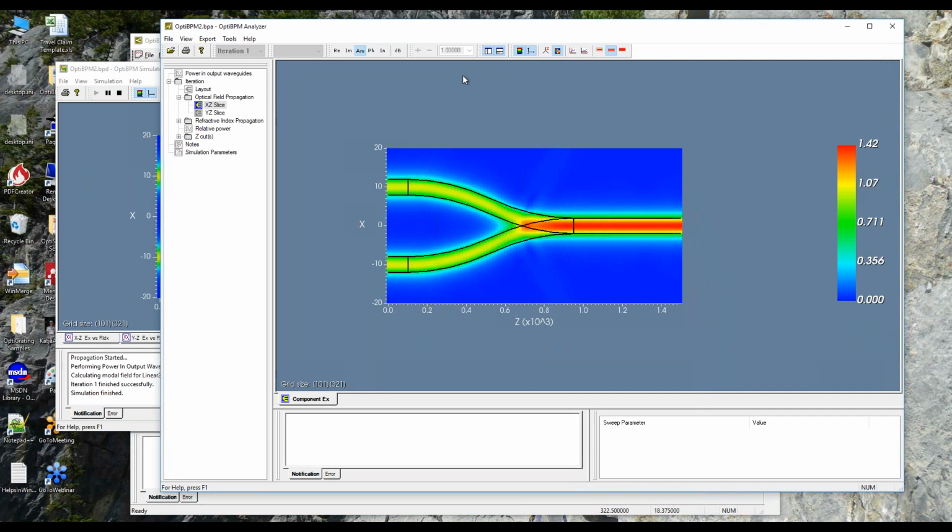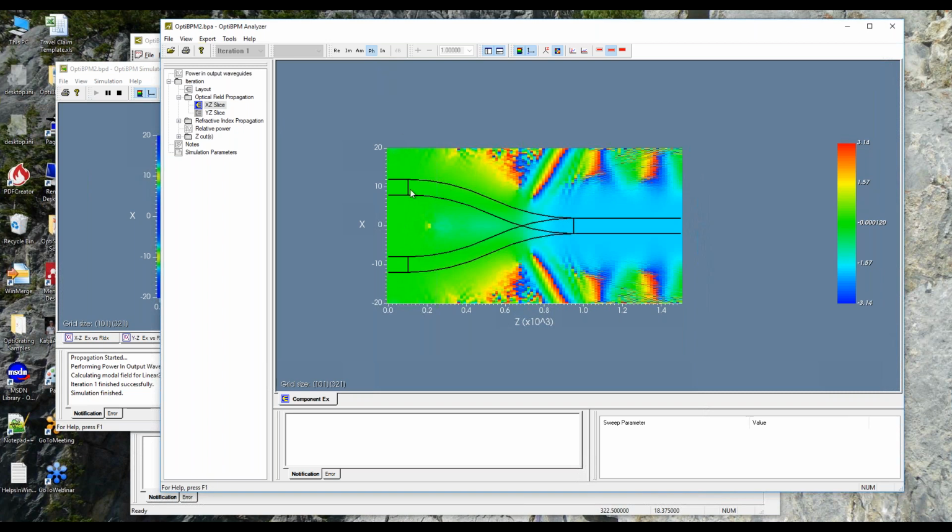When we do a BPM simulation, it's a good idea to observe the phase of the envelope as well as the amplitude. And when we do that, we can see that, yes, the phase is starting at 0 in the two waveguides and they come together. And there's not too much change in the phase during the propagation, which means that the reference index was set properly. So this is a good BPM simulation.